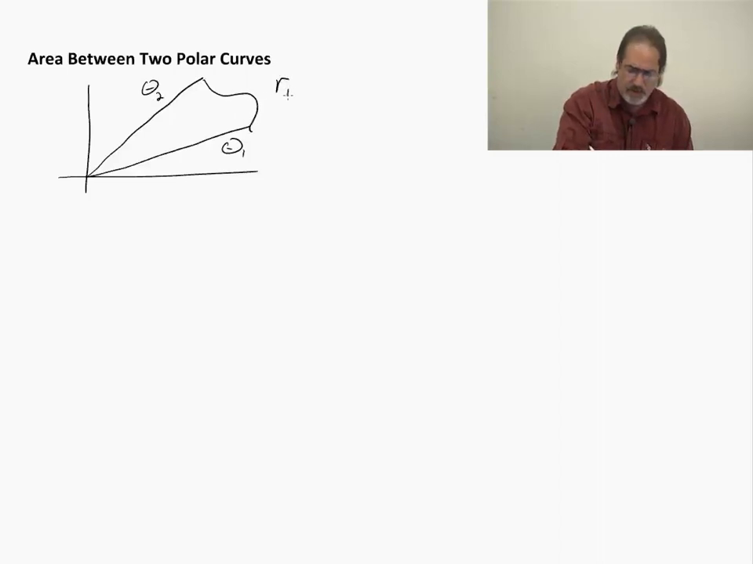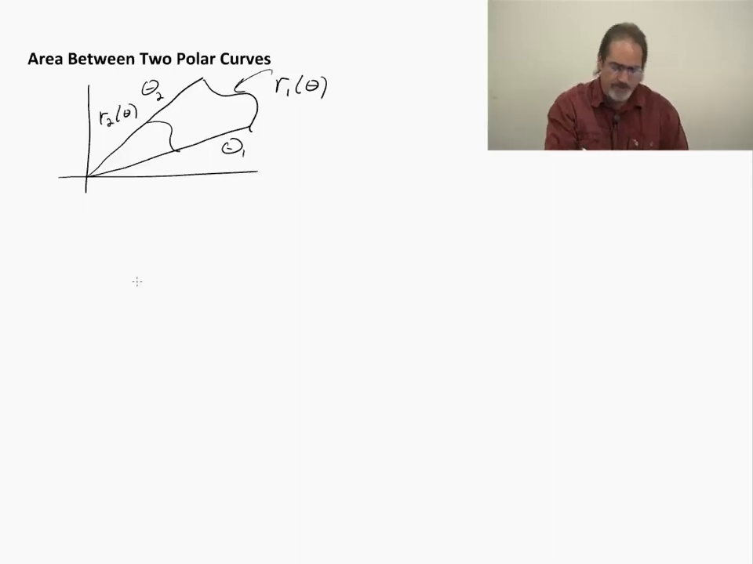And I'm going to call this R1 of theta, and this one R2 of theta. Well, what we did in rectangular coordinates is we said, just take the big one, do the integration, subtract from it the little one, right? And that gives you the area between them. And that's exactly the same approach we're going to do here.